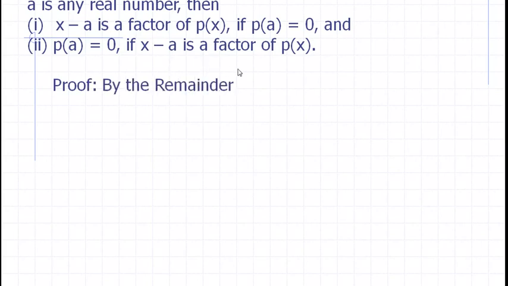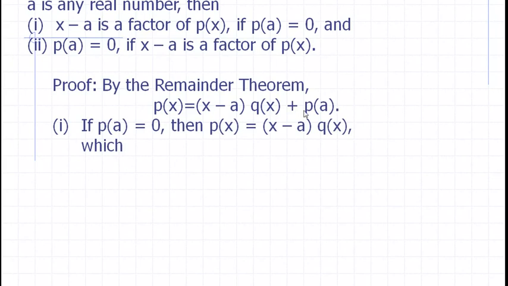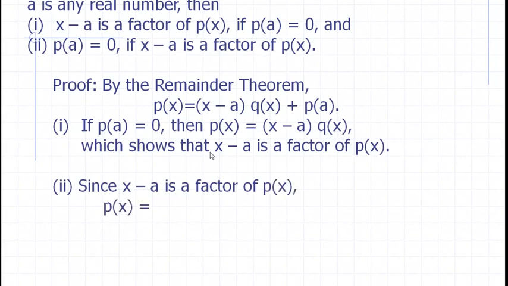So by the remainder theorem, as you have read, let us suppose that this P(x), the dividend, is equal to (x minus a), which is the divisor, into q(x), the quotient, plus p(a), which is the remainder. If p(a) is 0, meaning the remainder is 0, then the dividend is equal to (x minus a) into the quotient q(x), which shows that x minus a is a factor of p(x).